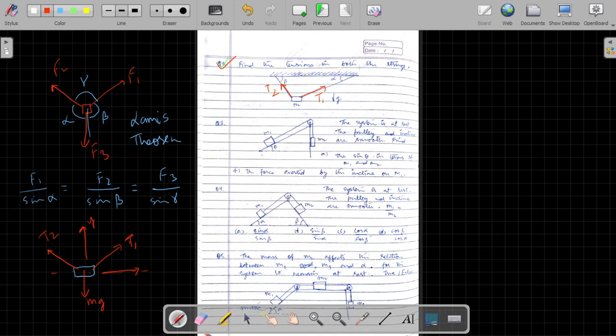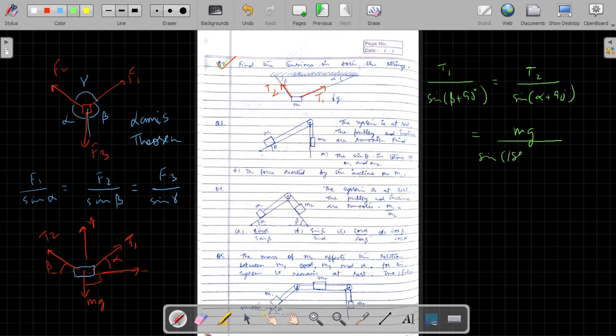So we know that this angle is equal to some alpha and this angle is equal to beta. This angle is 90 degrees, so we can easily figure out what the complete angles would be. If we write the expression for this idea, we would say that T1 divided by sine of (beta plus 90 degrees) is equal to T2 divided by sine of (alpha plus 90 degrees), which is equal to the weight of the block, mg, divided by sine of (pi minus (alpha plus beta)).